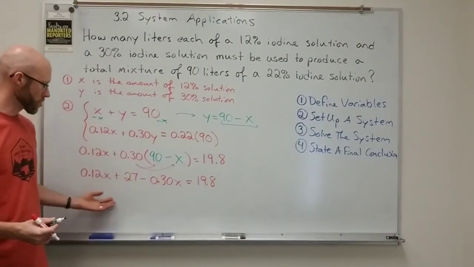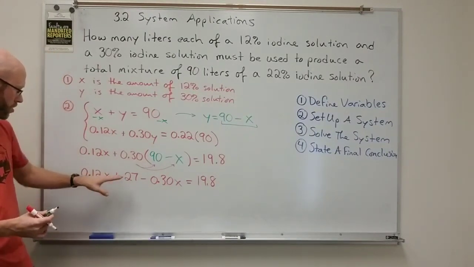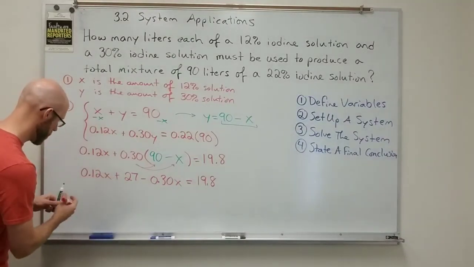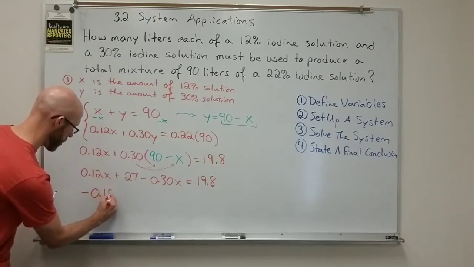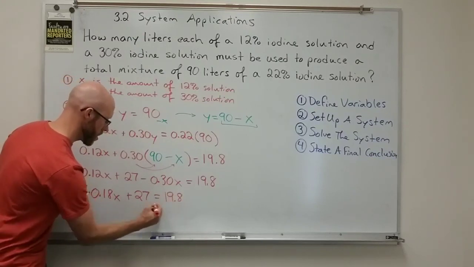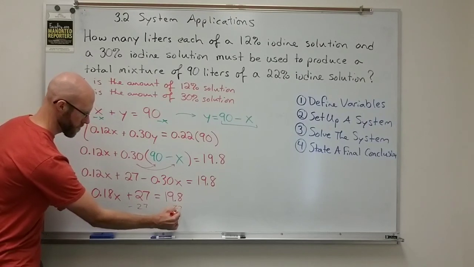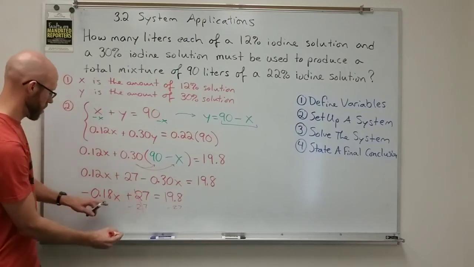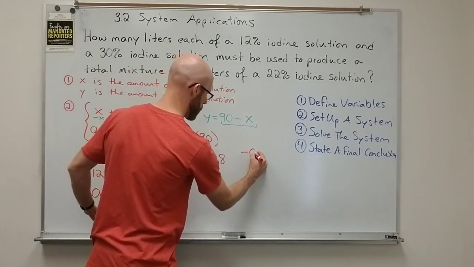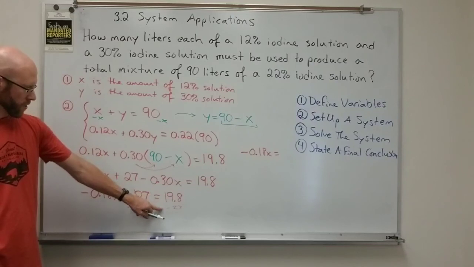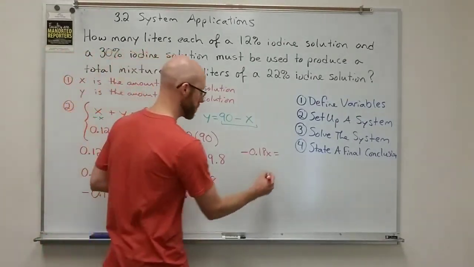Okay. So from here, we're just solving this linear equation. 0.12 minus 0.3, if I combine like terms, is going to be negative 0.18. Negative 0.18x plus 27 equals 19.8. If I subtract the 27, I get negative 0.18x equals, that difference is 7.2, I believe, negative 7.2.